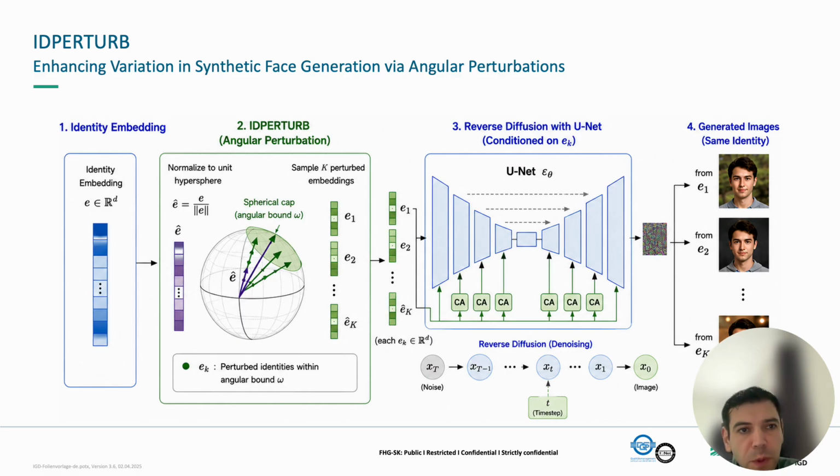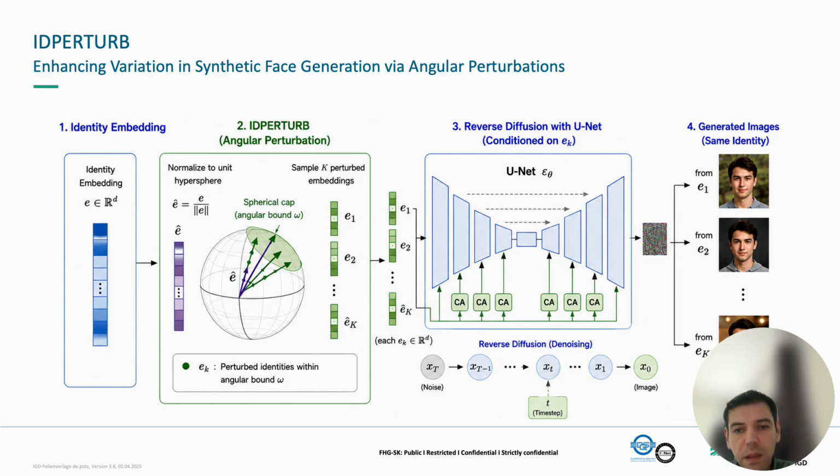Here we have an overview of our proposed approach. We start with the input identity embedding vector. We then normalize it onto the unit hypersphere, and then we apply our geometric method IDPerturb, where we perturb the embedding within a cosine-constrained cone around this input embedding vector. The cone boundary is defined by the lower bound hyperparameter, LP.